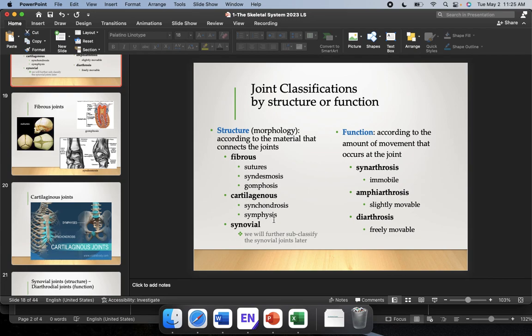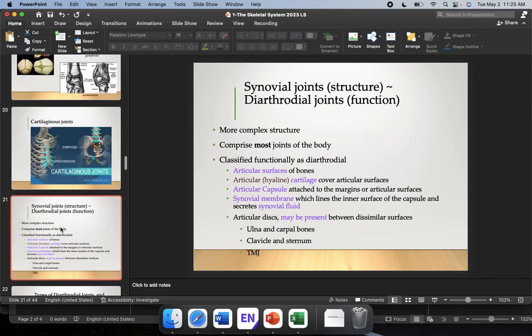The last type of joint that we're going to cover, and it's going to be the main joint that we're going to talk about, are our synovial joints, also known as our diarthrotic joints, freely movable. Our synovial joints are more complex in structure compared with our cartilaginous joints or our fibrous joints. They comprise most joints of the body, and they're the joints that we typically think of when we think of joints. So, for example, as you're sitting there listening to this, you might be thinking of your elbow or your shoulder or your wrist. All of those are going to be synovial joints, diarthrotic, freely movable. I've already mentioned they're classified functionally as diarthrodial.